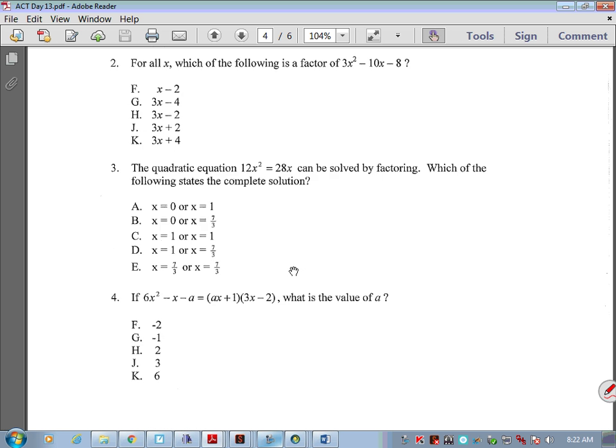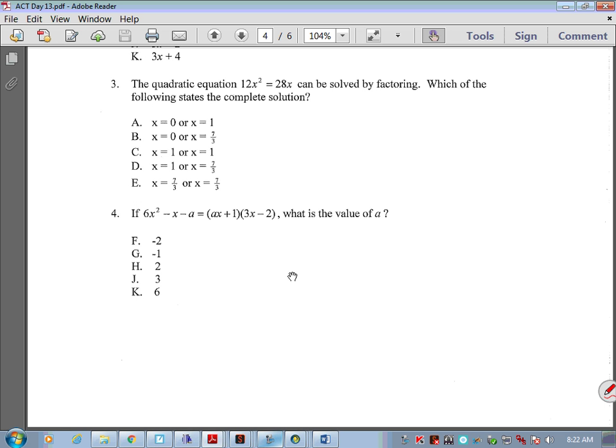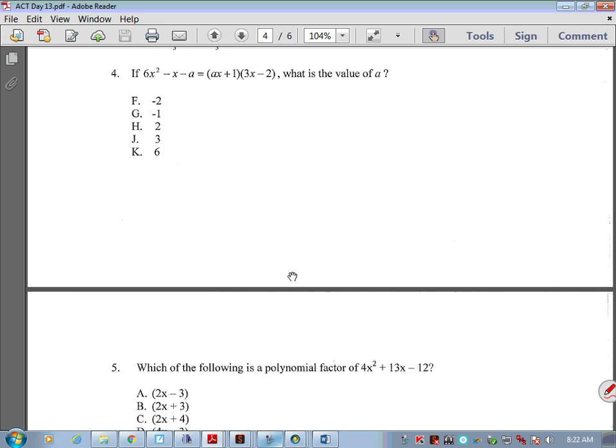Number 2 is 3x plus 2. Number 3 is B, x equals 0 or x equals 7/3. Number 4 is a repeat. So if you got it right the first time, you should get it right the second time. It's H, 2.